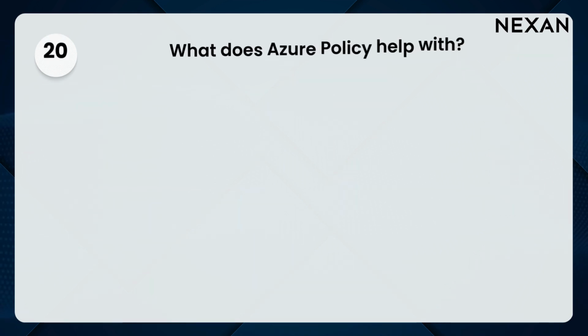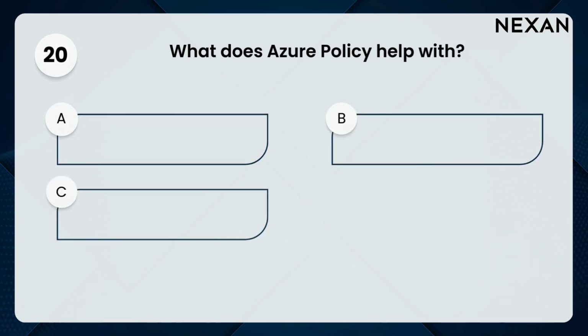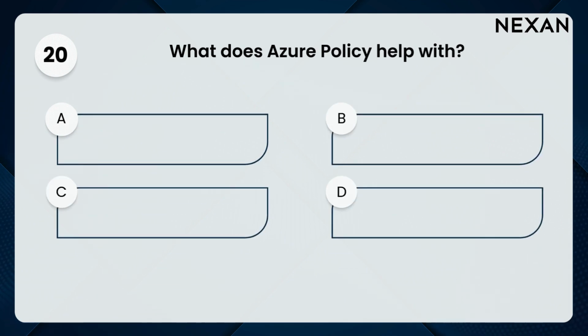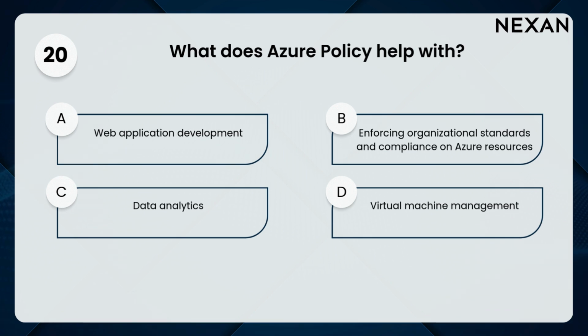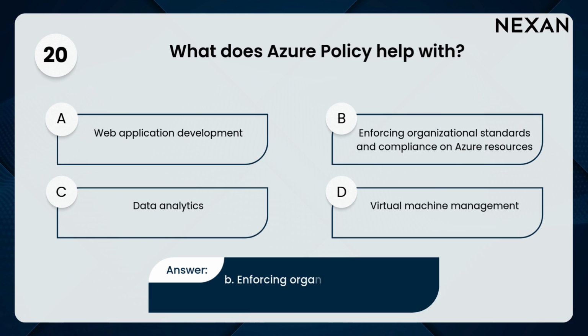20. What does Azure Policy help with? A. Web application development, B. Enforcing organizational standards and compliance on Azure resources, C. Data analytics, D. Virtual machine management. Answer: B. Enforcing organizational standards and compliance on Azure resources.